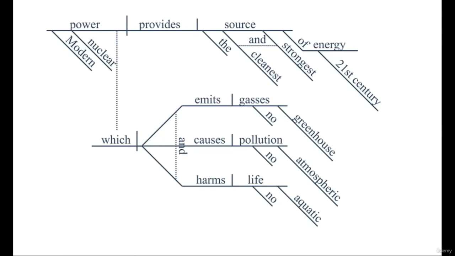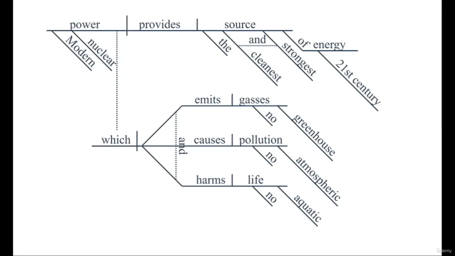The adjective clause here is which emits no greenhouse gases, causes no atmospheric pollution and harms no aquatic life. All of that is telling us about a certain type of power. So this adjective clause is a dependent clause. Now back to the independent clause.